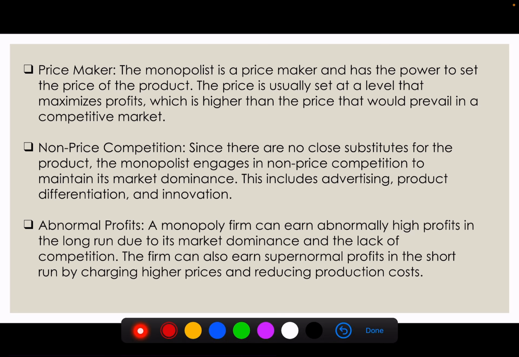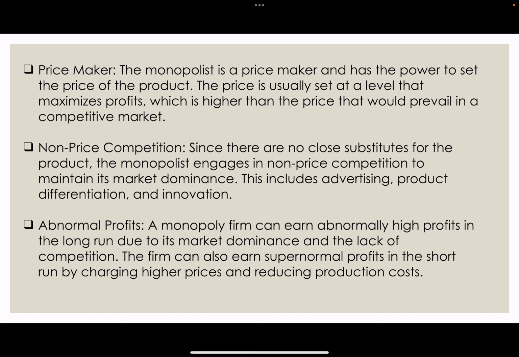Abnormal profits. A monopoly firm can earn abnormally high profits in the long run due to its market dominance and the lack of competition. The firm can also earn supernormal profits in the short run by charging higher prices and reducing production costs.